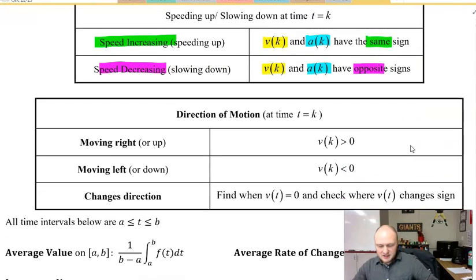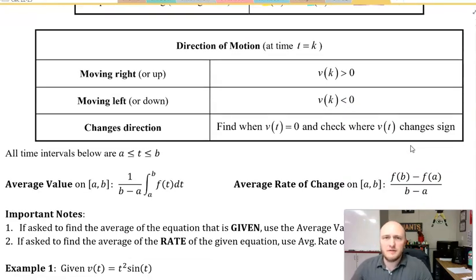Additionally, we can talk about the direction of motion of a particle. How do I know if an object is moving to the right? Well, its distance is going to be increasing, so therefore it's going to have a positive velocity. So v of k is greater than 0 if we're talking about a specific time k. And I know it's going to the left if the velocity is negative. Well, how do I know if it changes sign? Well, the velocity is equal to 0, and then you have to see where it changes signs. That's very important. We change from positive to negative. That indicates a change in direction.